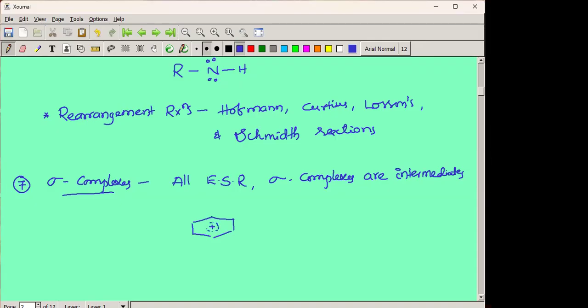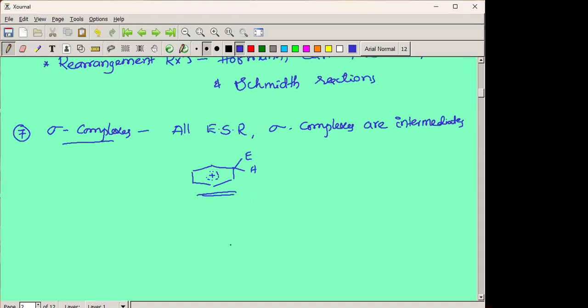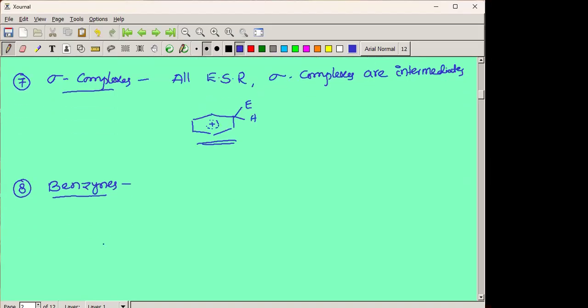The structure of the sigma complex is this one. Okay, so benzene with a positive charge after substitution. That is considered as a sigma complex. And the eighth one is benzynes. So these are the different kinds of intermediates.